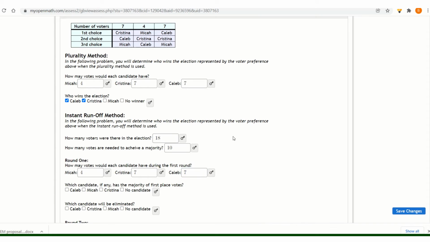Now, notice none of them have a majority because we need 10 for the, oh, sorry, my dogs. Let me turn this off for a sec. Okay, hopefully she's going to be quiet now.